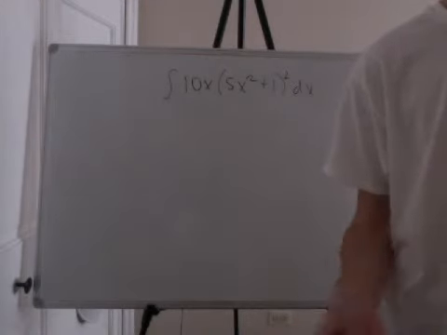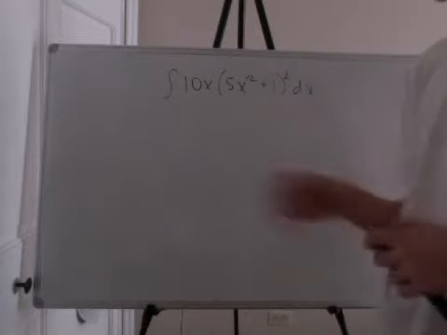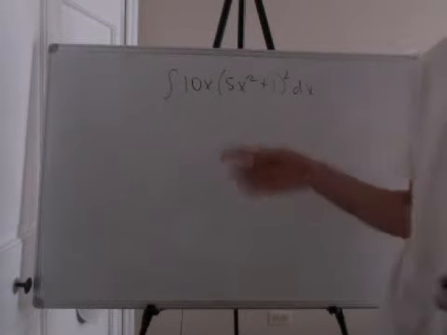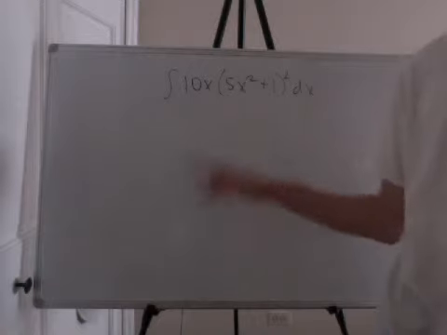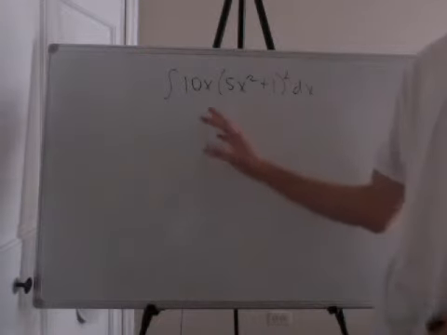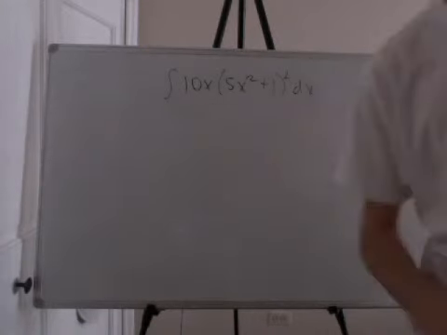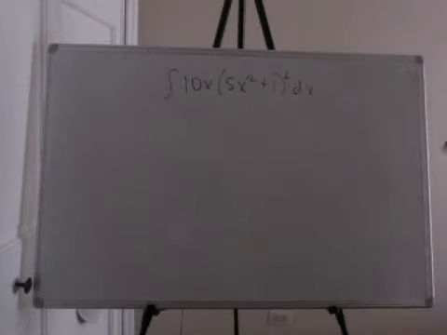because it's not very difficult. If it was just like 10x, then obviously you would just do 5x squared. But because there's all this stuff, it's a little more complicated than that. So we're going to figure out how to do this.